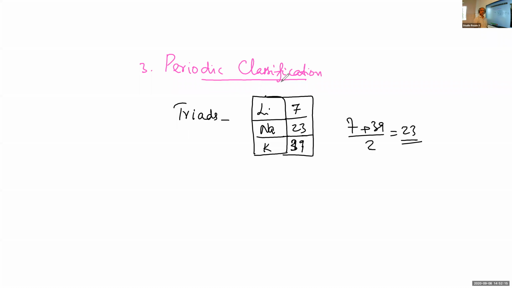So if elements are grouped into 3, there are certain groups of elements in such a way that the atomic mass of the middle element is an average mass of the atomic masses of the other two elements. And these elements have similar properties. And such groups are called Dobereiner's triads.